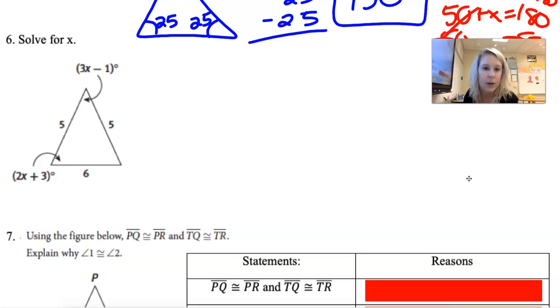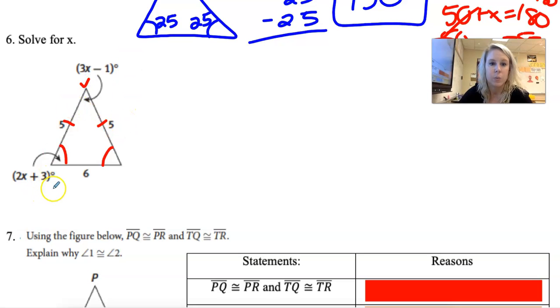So number 6, I want to solve for x. The reason I know it's an isosceles triangle is because I have two legs that are the same. So I have this 5 and this 5, meaning that my legs are the same. So I'm going to go ahead and mark my base angles. So opposite of this red side is over here. The opposite of this side is over here. So these are my two base angles, meaning that this up here is my vertex.